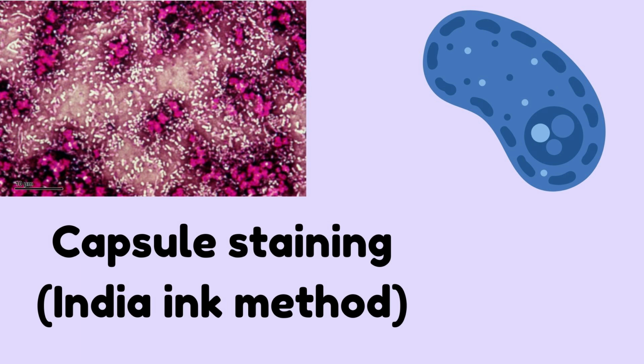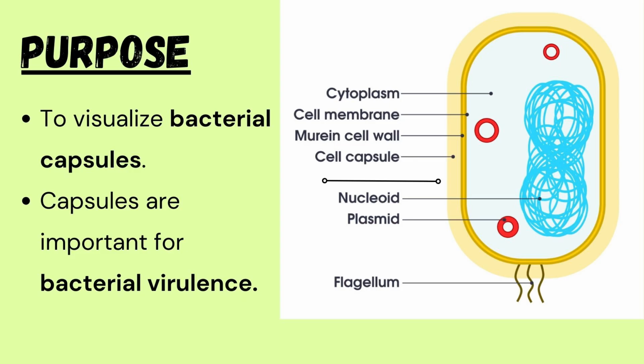In this video, we will be discussing capsule staining. Capsule staining is a special staining technique used to visualize bacterial capsules, which are located outside the cell wall of certain bacteria. Capsules are often difficult to see using conventional stains because they are made of polysaccharides or polypeptides and do not take up most of the stains.